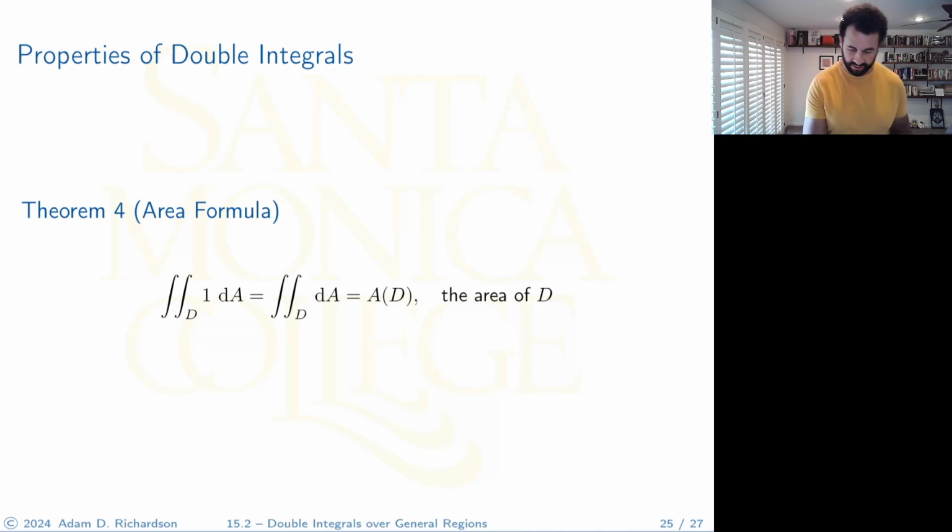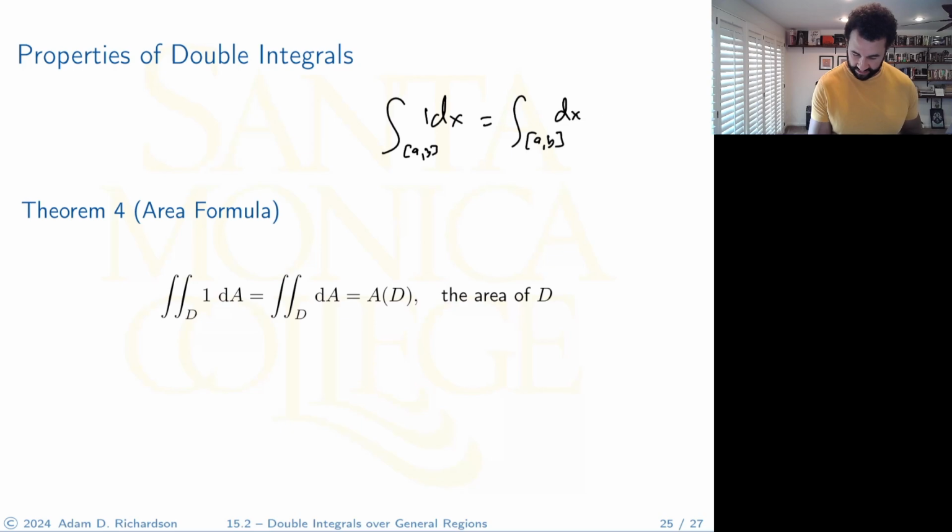For single variable functions, it actually gives you the length of the interval. So if this were a single integral, like a single integral over some interval from a to b, and you integrated the unit function, this is the same thing as integrating over a to b dx. This will actually just give you the length of the interval. So maybe I'll say the length of a comma b, which is just b minus a.